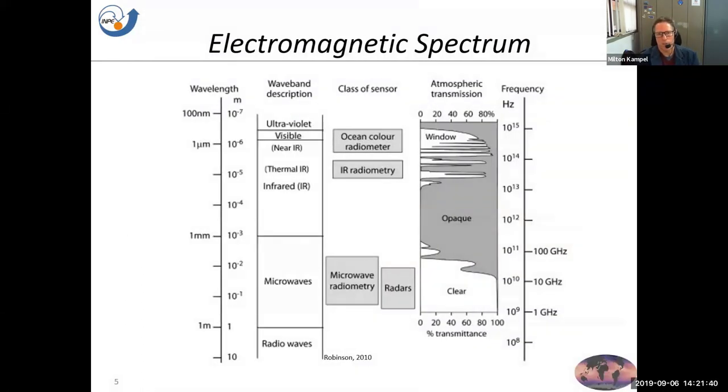Here we have the electromagnetic spectrum screen taken from a book written by Professor Ian Robinson, and you can see all the wavelengths. We use it to divide the spectrum into regions where we've been focusing our efforts, such as the UV, visible, near infrared, thermal infrared, and microwaves. And in the middle of the screen, you can see the classes of sensors, or techniques, such as ocean color radiometers, infrared radiometers, microwave radiometers, and radars.